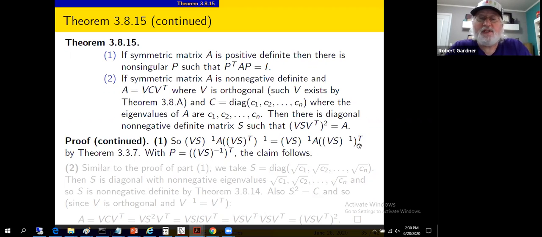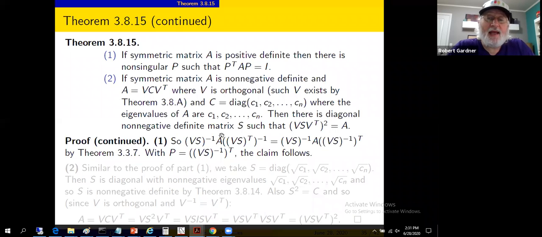Transpose inverse is the same as inverse transpose. Theorem 3.3.7 told us that relationship between inverses and transposes and swapping the orders there. So we can do that kind of swapping. Now we've got a matrix and its transpose. I want to let P be this matrix. Let P equal VS inverse transpose. If I transpose that, I get the VS inverse. So we've got P transpose A P when we define that to be P. And that's what we were looking for.